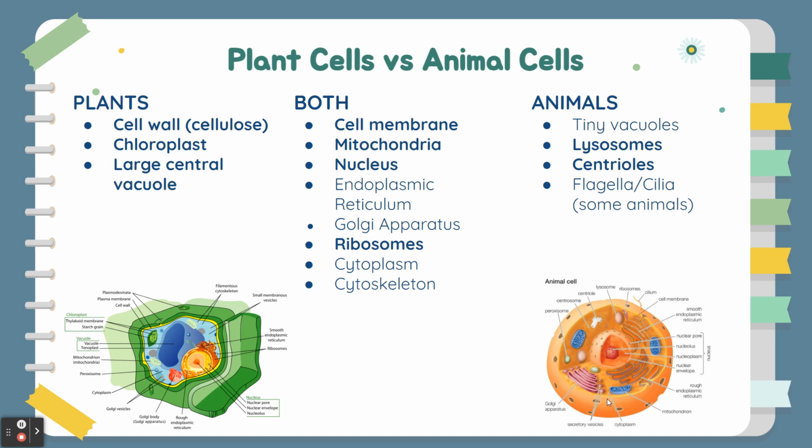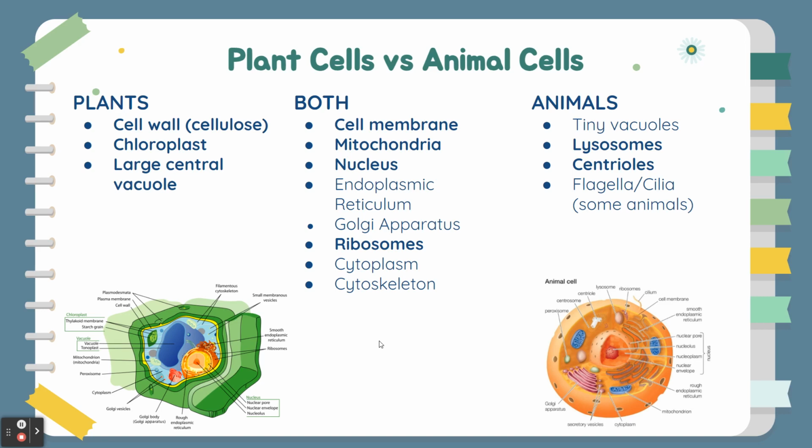The nucleus houses our genetic material and regulates cell activities. The endoplasmic reticulum, the ER, we have a rough and smooth ER, is involved in protein and lipid synthesis. The Golgi apparatus modifies, processes, and packages molecules for transport. Ribosomes are essential for protein synthesis. The cytoplasm is that gel-like substance that holds organelles in place, and the cytoskeleton is a network of protein filaments that maintains cell shape and facilitates movement.